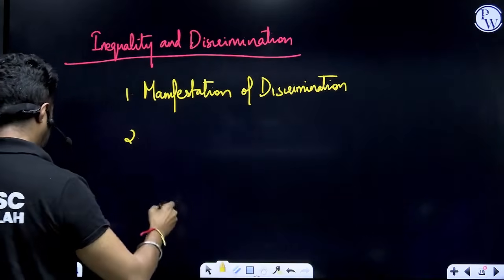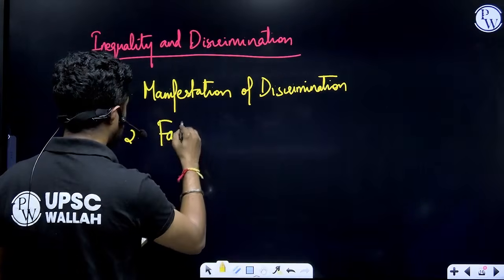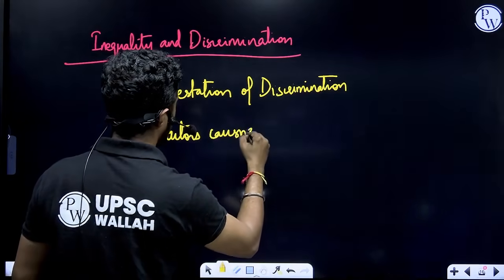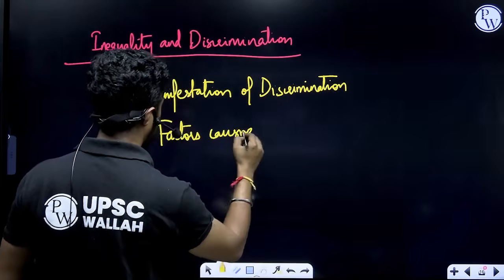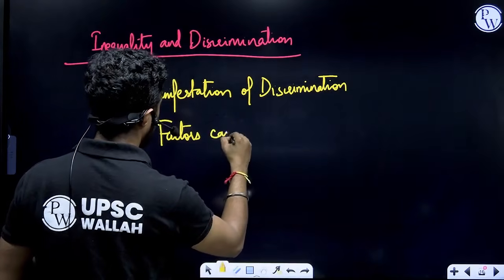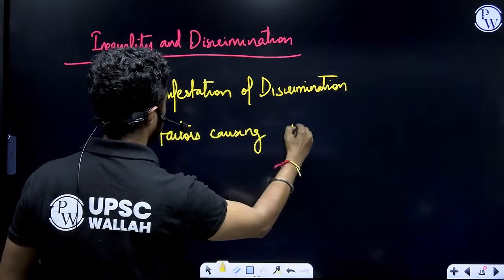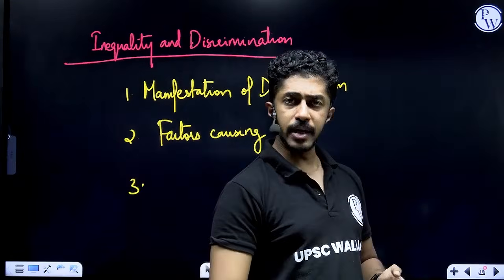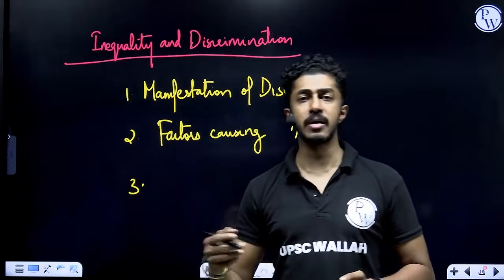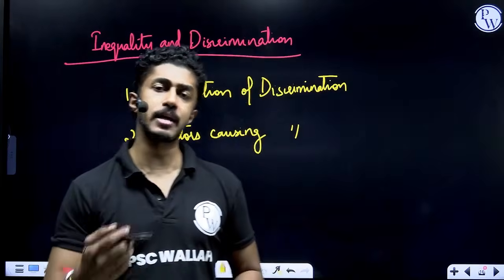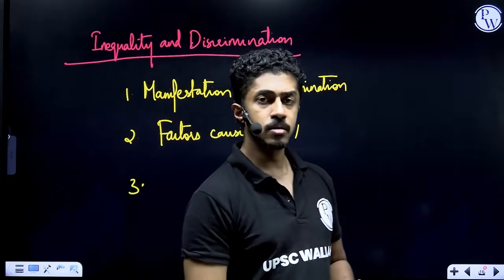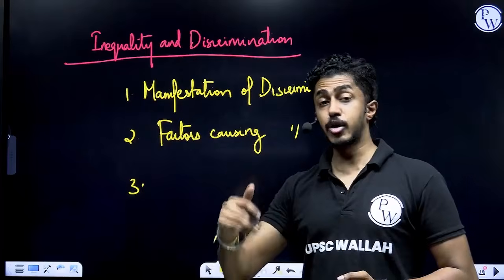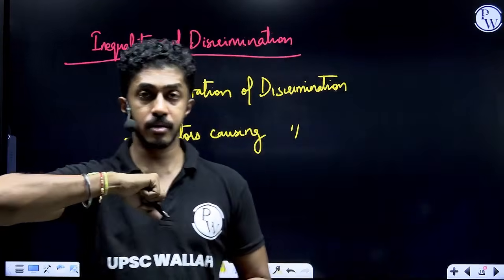Number 2, factors causing discrimination. Obviously, like I told you, various factors are there which can again lead to inequality. You ill-treat a person because they don't have enough money, or you ill-treat a person because of their religion, or you ill-treat a person because of their caste. You discriminate against them. You treat them in a different way. Not that you treat them equally like what Kant has said.